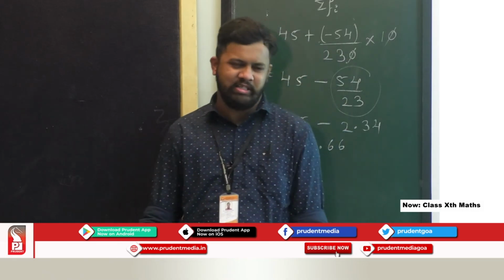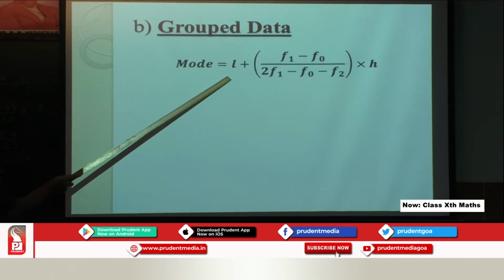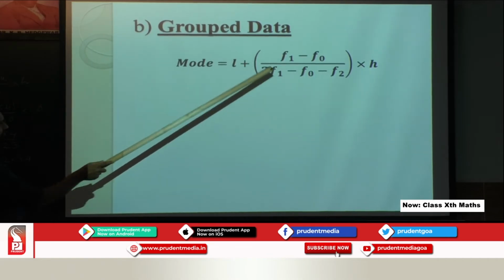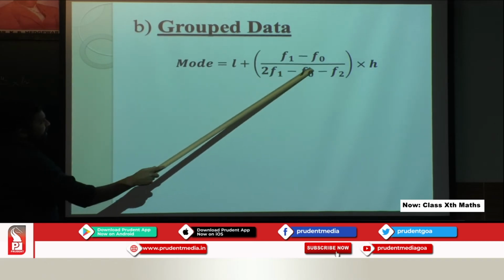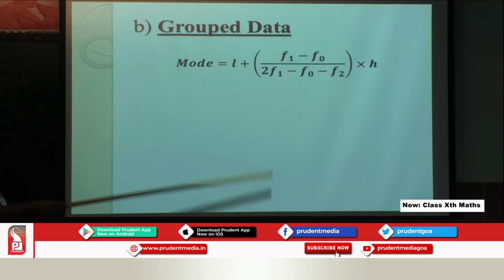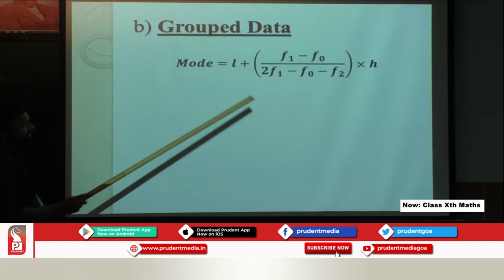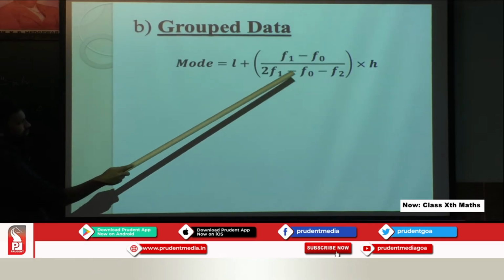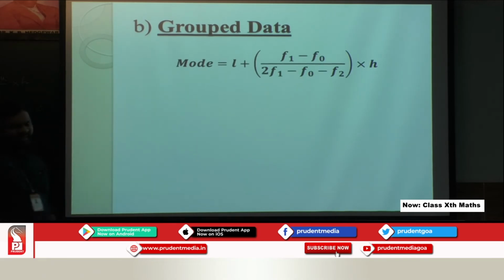And this is the formula. Slightly big formula it is. Mode is equal to L plus (F1 minus F0) divided by, and when I say divided by, it is only for this part. Majority of the students make a mistake, they put upon for the entire thing and then they get the wrong answer. That is why I want to put the bracket also. Upon (2F1 minus F0 minus F2), multiplied by H.